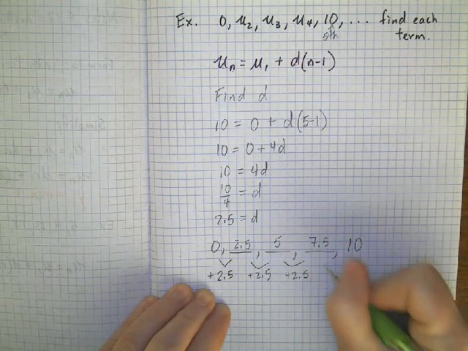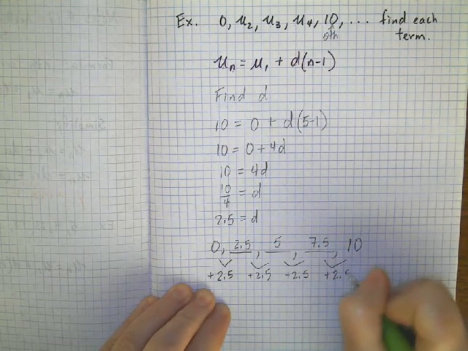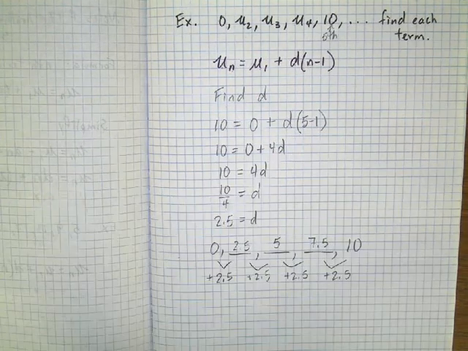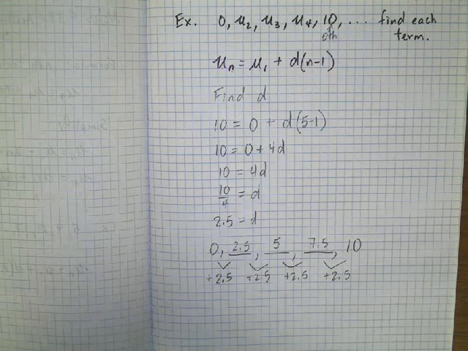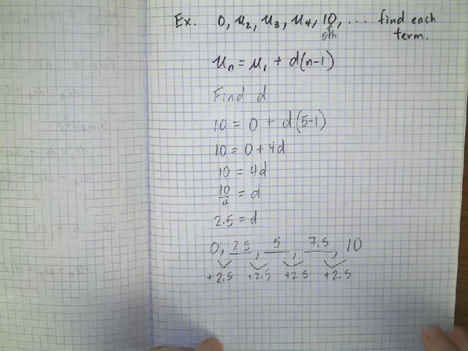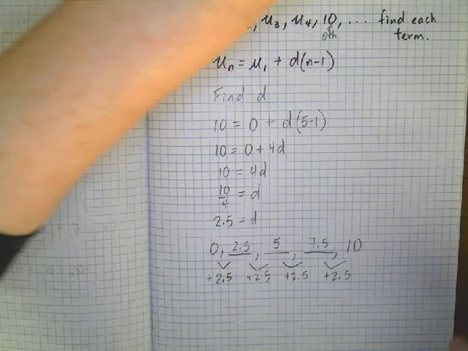And then let's just test it, make sure it actually works. 7.5 plus 2.5 is 10. Bam! There it is. Okay, there are other ways that you could do this. You can think through it kind of logically, but this is how you can use the formula to solve a problem like this. Okay, so what's next?